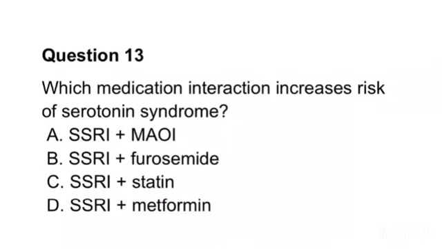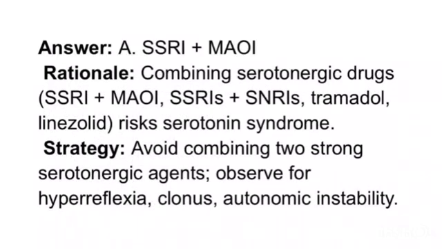Which medication interaction increases risk of serotonin syndrome? A. SSRI plus MAOI. B. SSRI plus furosemide. C. SSRI plus statin. D. SSRI plus metformin. Answer: A. SSRI plus MAOI. Rationale: combining serotonergic drugs, SSRI plus MAOI, SSRIs plus SNRIs, tramadol, linezolid, risk serotonin syndrome.